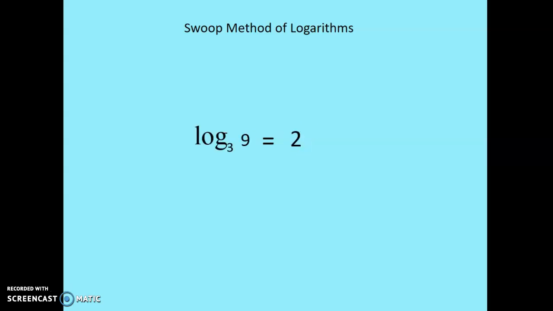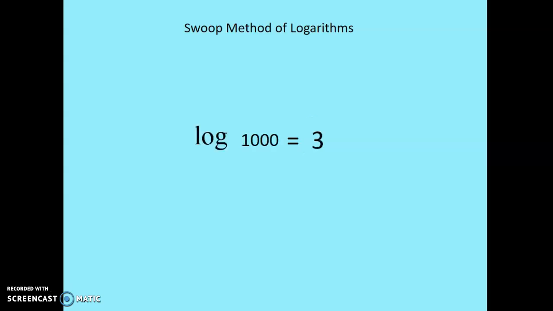So let's show you how this works with other problems. We have log base 3 of 9 is equal to 2. We have our big man with his hammer. He swoops in. He smashes the log. The base of 3 becomes the base for the exponent of 2 on the other side. This does make sense because 3 squared is 9. That's a true statement. Okay.